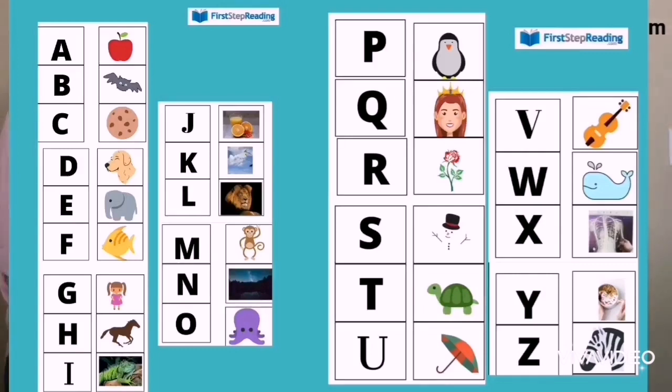The S says ss. The T says t. The U says uh, like snowman, turtle, or umbrella. The V says voo. The W says wah. The X says x, like violin, whale, and X-ray. The Y says yeah. The Z says zzz, like yogurt and zebra.